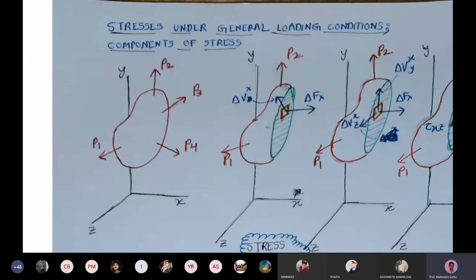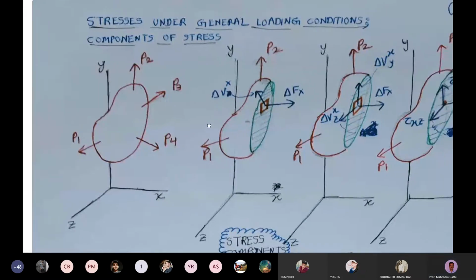So I might give a homework problem sometime this weekend, so that you can study that concept. In today's class, we will discuss general stresses under general loading conditions.